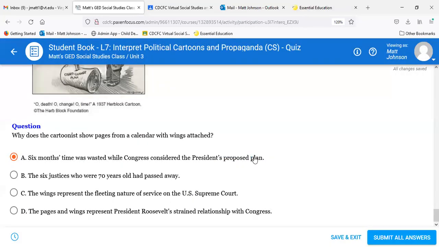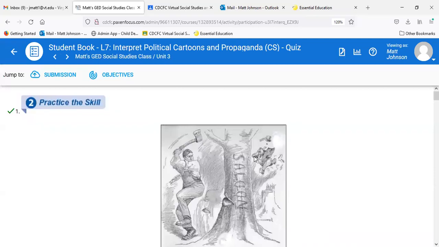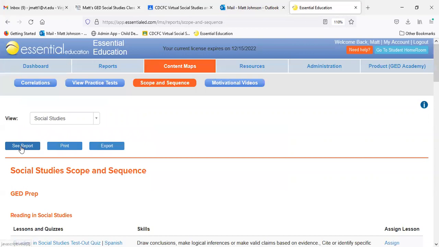I will, down the road, when we talk a little more about history, show you guys some more political cartoons and get you familiar with some more historical content there. We'll look at the Essential Ed lesson.